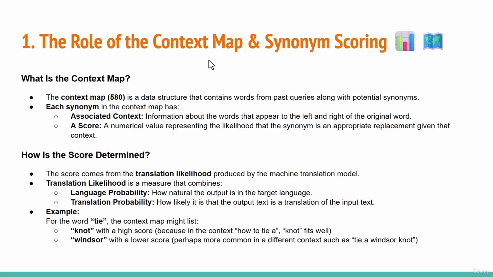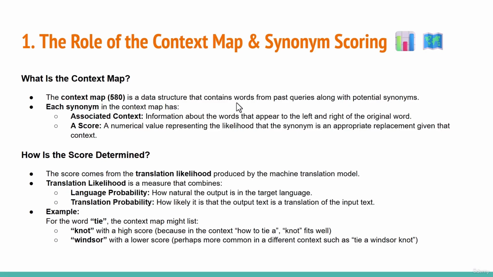So what is the role of the context map and synonym scoring in this? The context map is basically a data structure that stores potential synonyms from past queries. It contains associated context information about the word, specifically the words to the left and right of the target word. Additionally, there is a score, a numerical value that represents the likelihood that the synonym is a good replacement. This score is then determined using the translation likelihood, which is produced by the machine translation model.